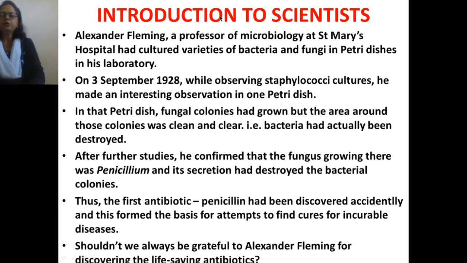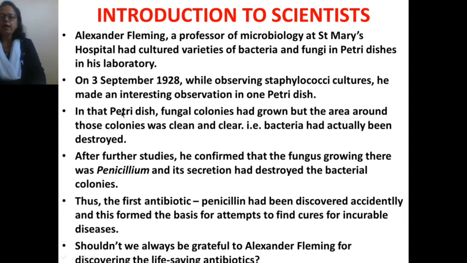Now see the introduction to the scientist. Alexander Fleming, a professor of microbiology at St. Mary's Hospital, had cultured a variety of bacteria and fungi in petri dishes in his lab. On 3rd September 1928, while observing a Staphylococci culture, he made an interesting observation in one petri dish. Students, see how penicillin was discovered because of the scientist Alexander Fleming. In that petri dish, fungal colonies had grown, but the area around those colonies was clean and clear. That is, the bacteria had actually been destroyed.